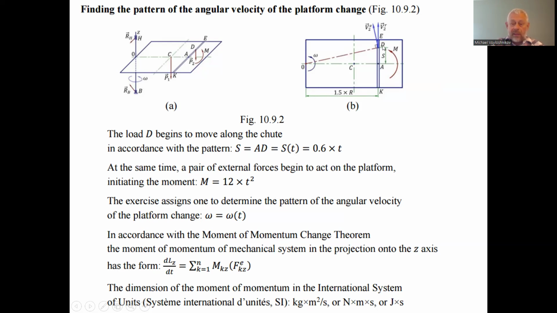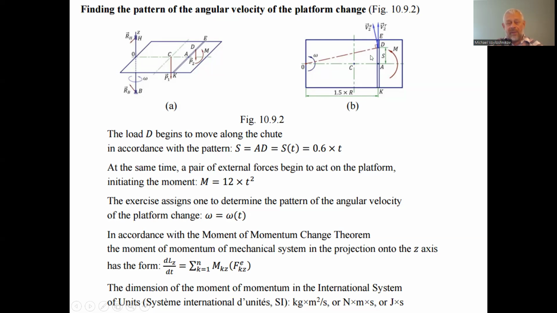So we have a right triangle, so we can find the radius. One side is 1.5 r, because the channel is in the middle of the second part of the platform. So r is just half of the platform. One leg is 1.5 r, the other leg is s, and we can find the radius OD as the square root of the sum of the squares.